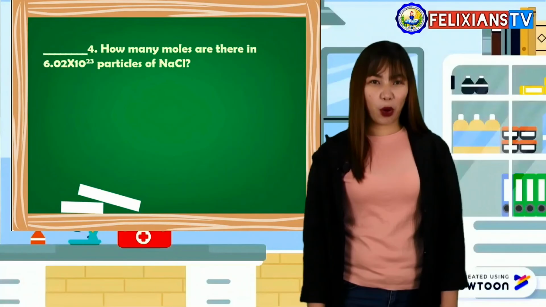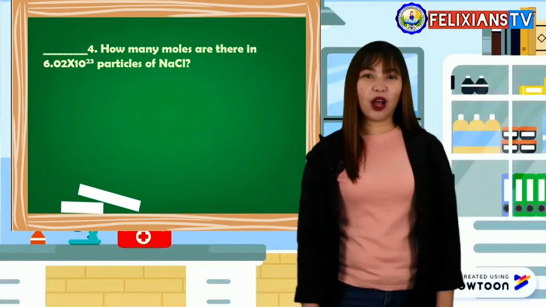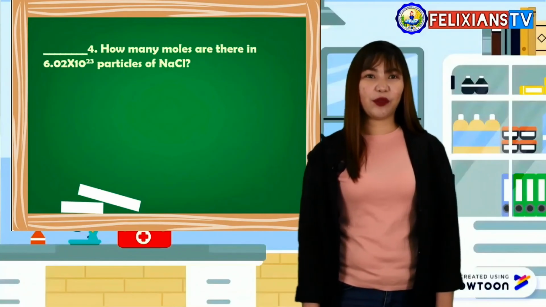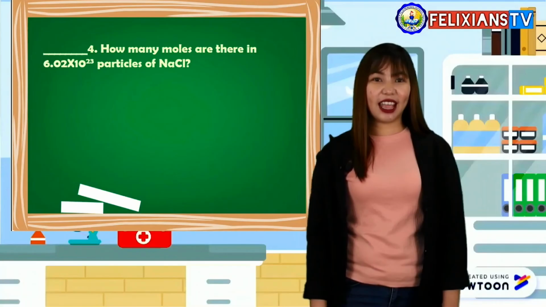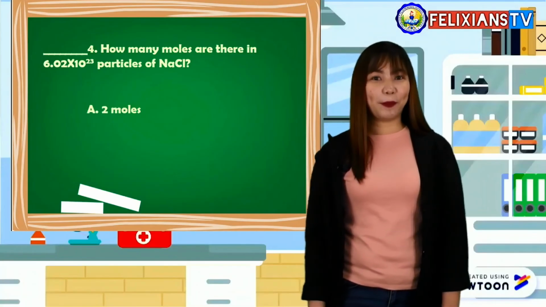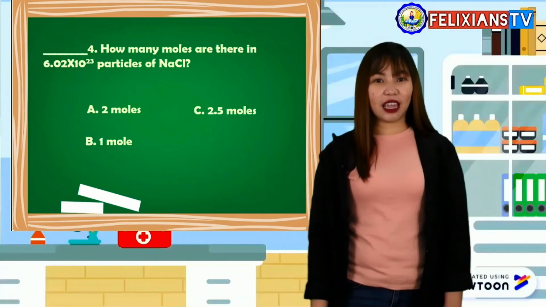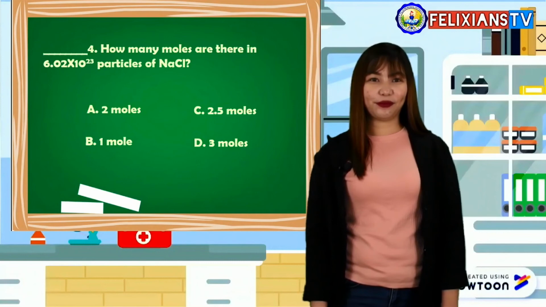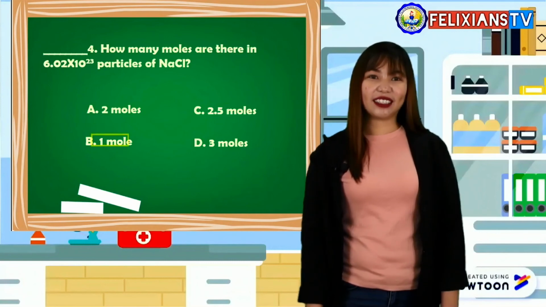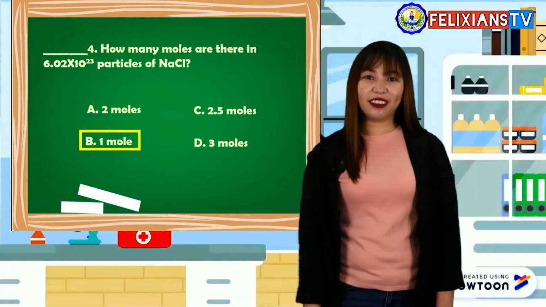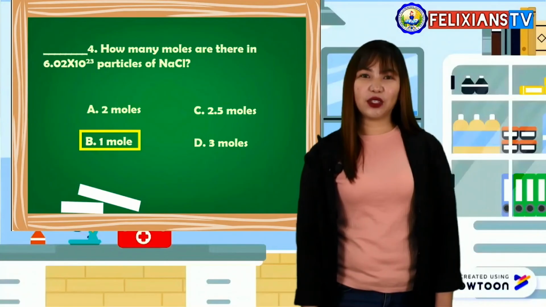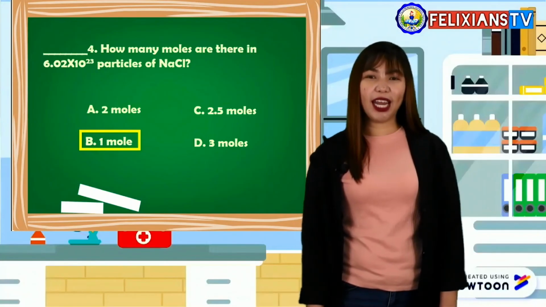Question number 4. How many moles are there in 6.02 times 10 raised to 23 particles of sodium chloride? A. 2 moles, B. 1 mole, C. 2.5 moles, or D. 3 moles? Correct! The answer is letter B. You're doing great. 6.02 times 10 raised to 23 particles of sodium chloride is equal to 1 mole.